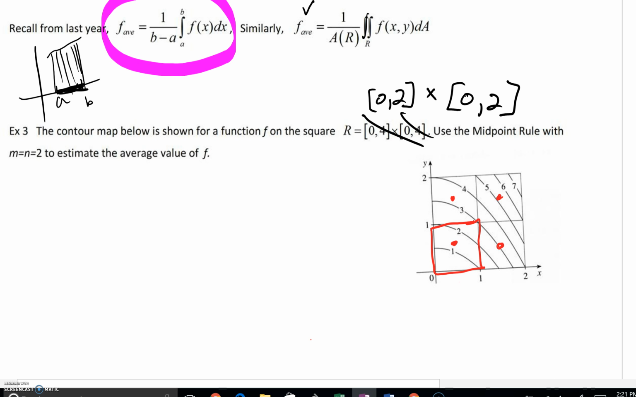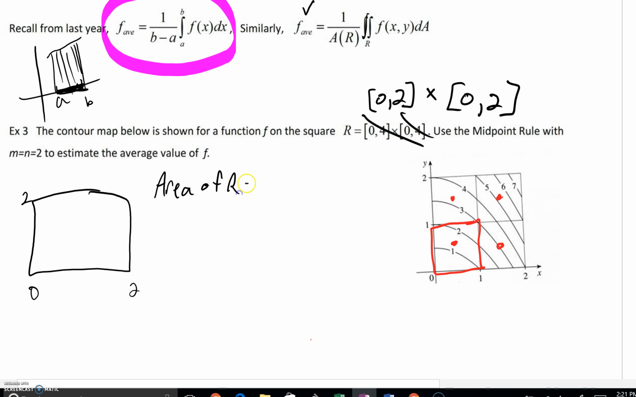First of all, if we look at this large R, we can see that we're going between 0 and 2 and 0 and 2. I hope you can quickly agree that the area of R is going to be 2 times 2, which is going to be a 4. So we'd write that as A parentheses R is equal to 4.